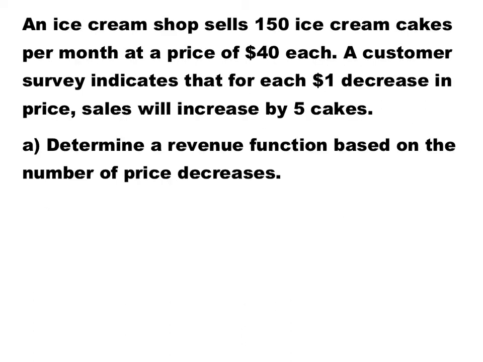The next question says, you have an ice cream shop which sells 150 ice creams per month at a price of $40 each. The customer survey indicates that for each $1 decrease in price, sales will increase by 5 cakes. Part A says, determine a revenue function based on the number of price increases. So it's not based on the number of cakes sold, but price increases. Let's say n is the number of price increases.